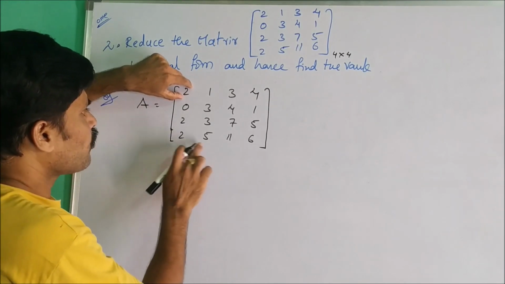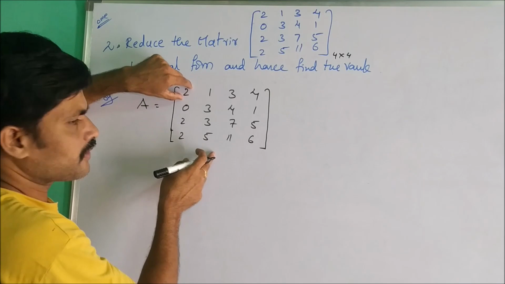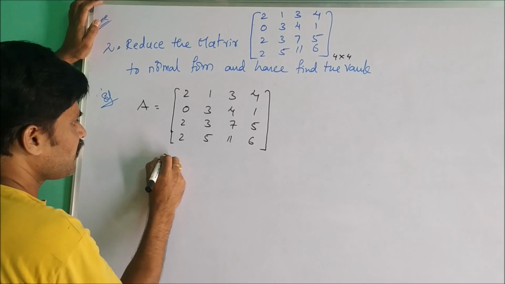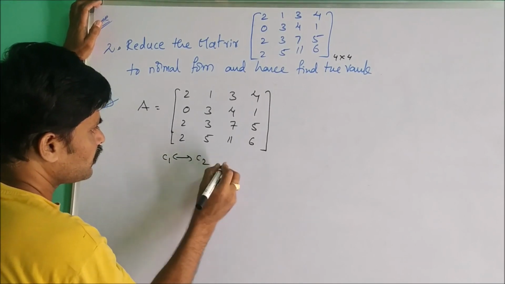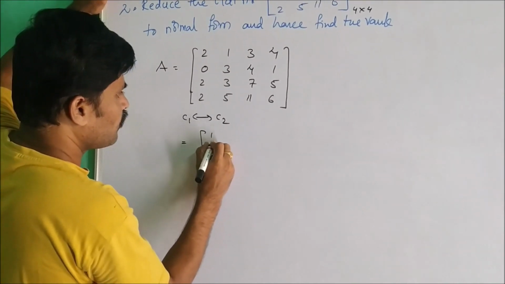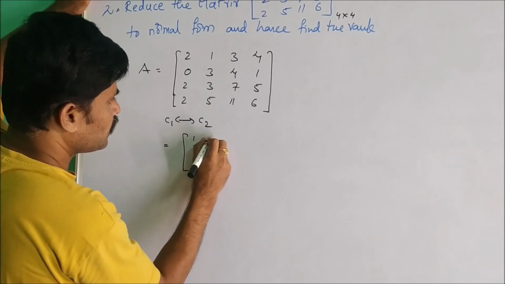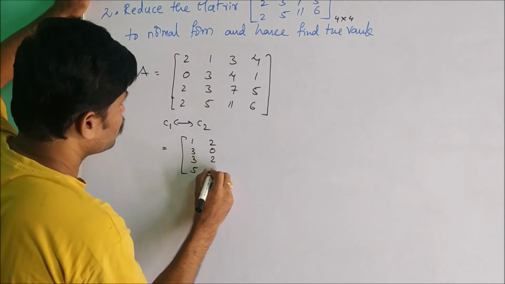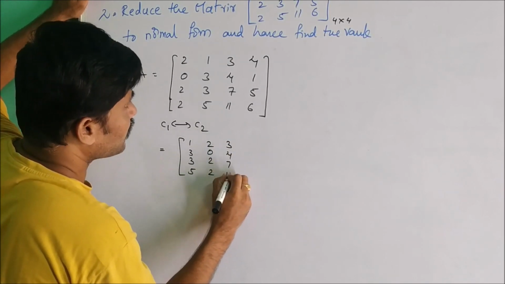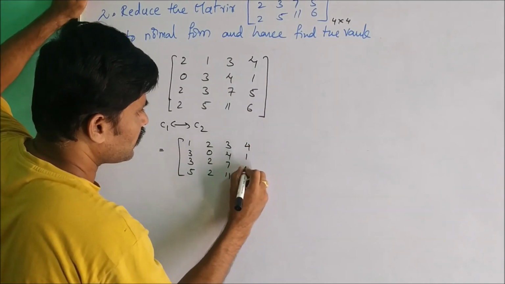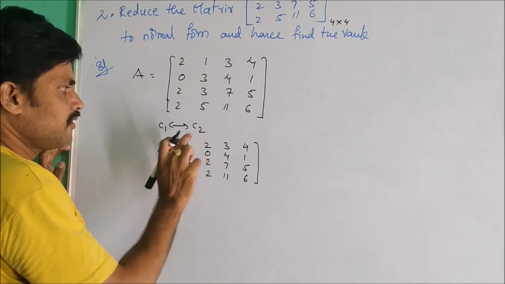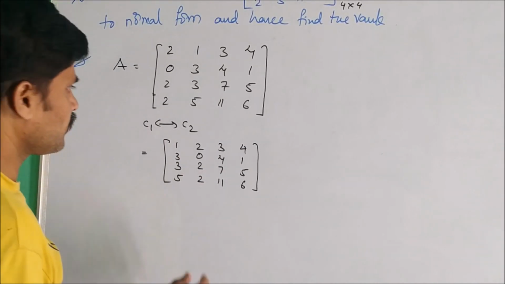First of all, it will be converted into 1. So here, using column transformation, interchanging two columns, the first column and second column. Now we apply C1 interchanged by C2. This operation is applied here. Then the matrix can be reduced to 1 3 3 5, 2 0 2 2, 3 4 7 11, 4 1 5 6. So this is the resultant matrix. Here the first two columns are interchanged.